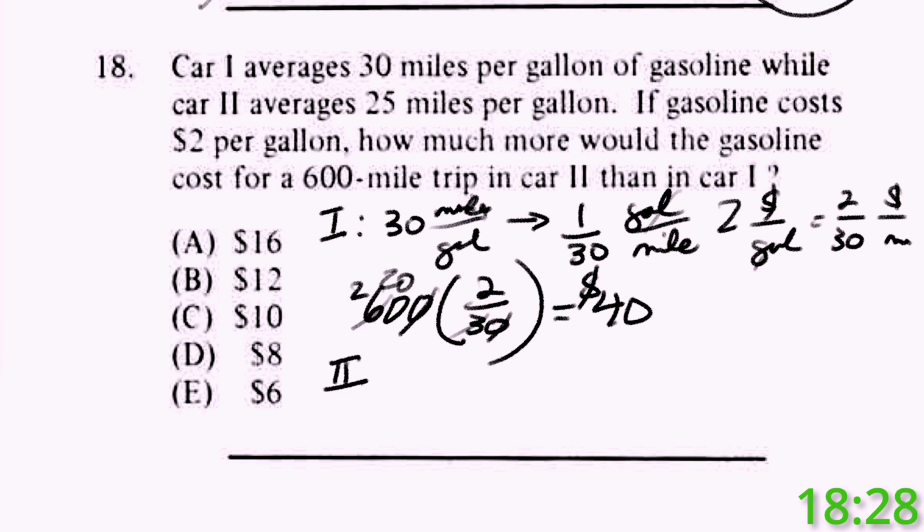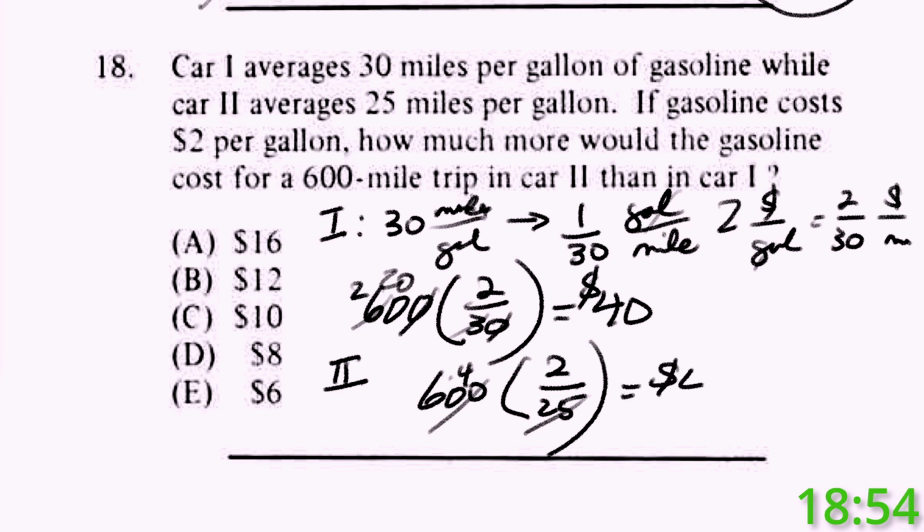Car number 2, same sort of reasoning, except instead of 30 miles per gallon, it's 25 miles per gallon. So this is going to wind up being 600 times 2 over 25. The 25 will cancel with the 100 and leave me a 4. So that's 6 times 4 times 2. 24 times 2 is $48. The question asks how much more would it cost? So it's going to cost $8 more. So D is my answer to 18.